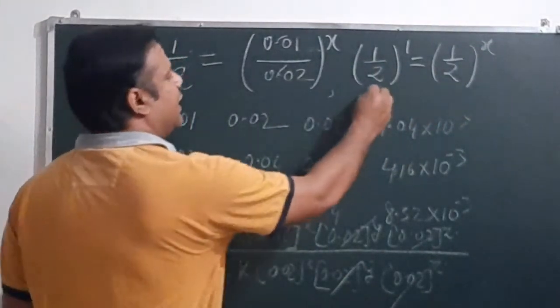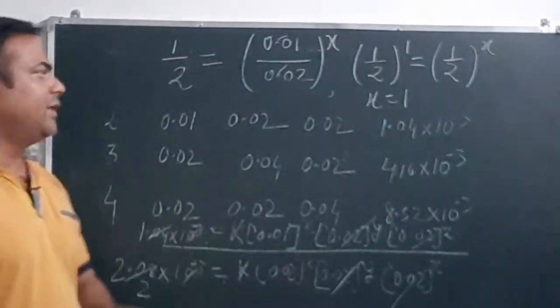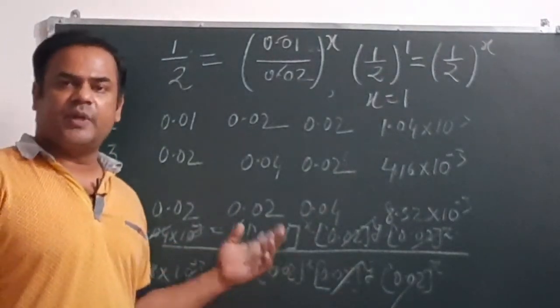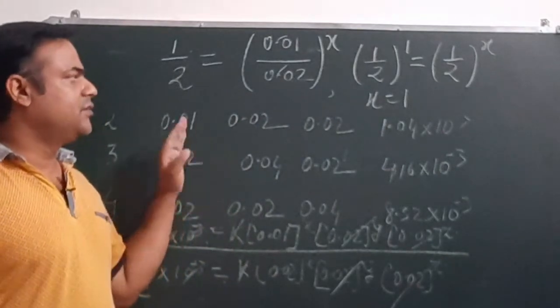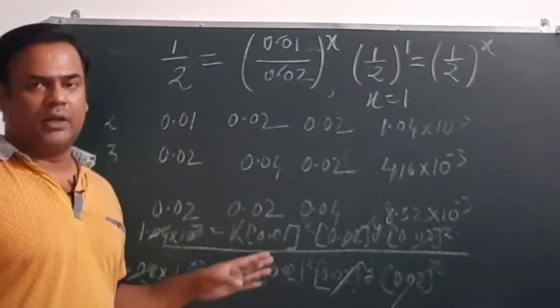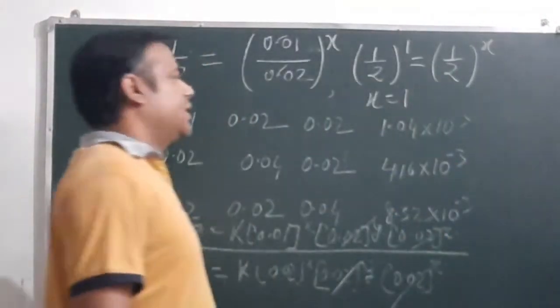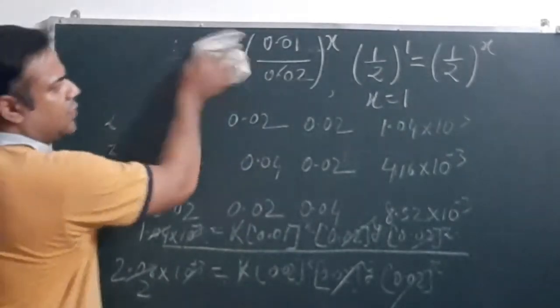So here we can write x equals to 1. So the value of x is coming 1 and x is the order of reaction with respect to A. So we can write here that the order of reaction with respect to A will be 1. Now we have to determine the order with respect to B.